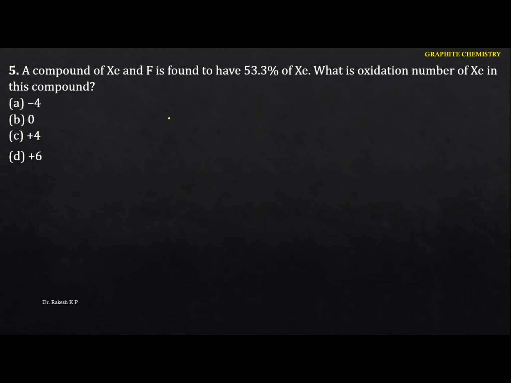Okay, next one. A compound of xenon and fluorine is found to have 53.3% of xenon. What is the oxidation number of xenon in this compound? Let me write the given conditions here. The percentage of xenon given is 53.3. We know the atomic mass of xenon is 131.